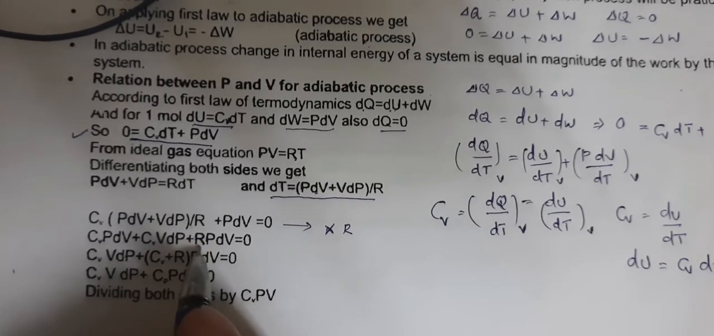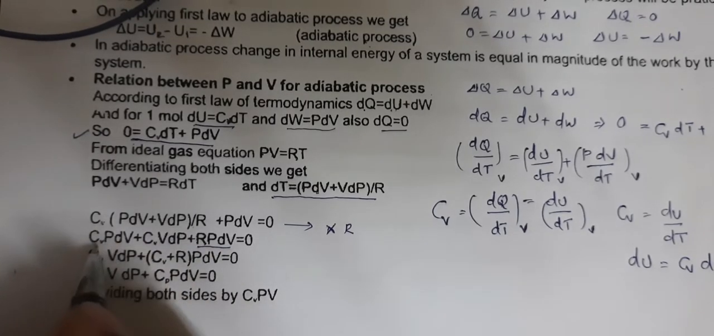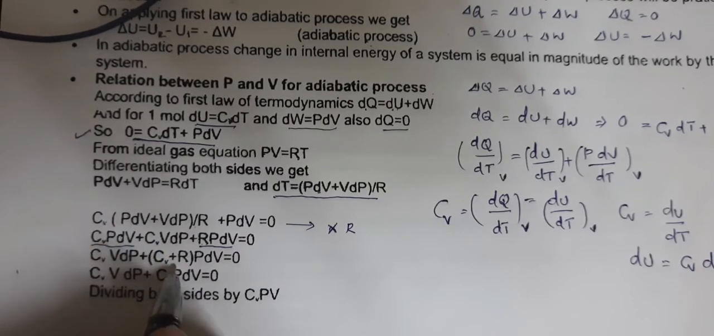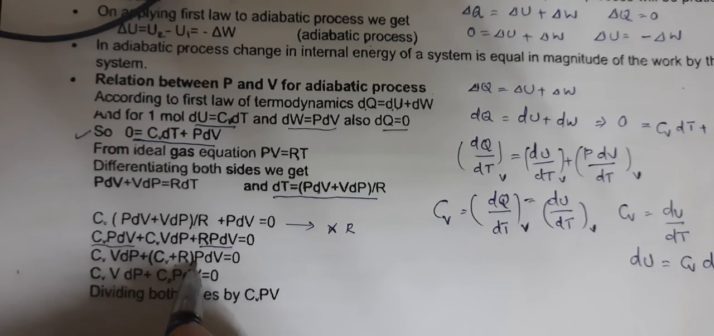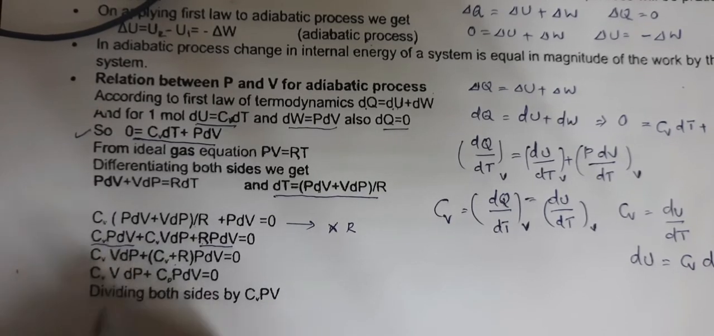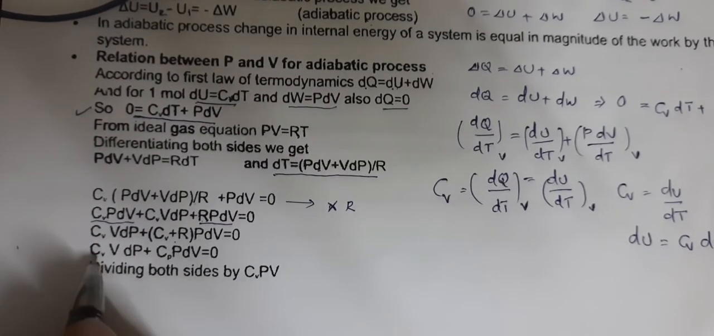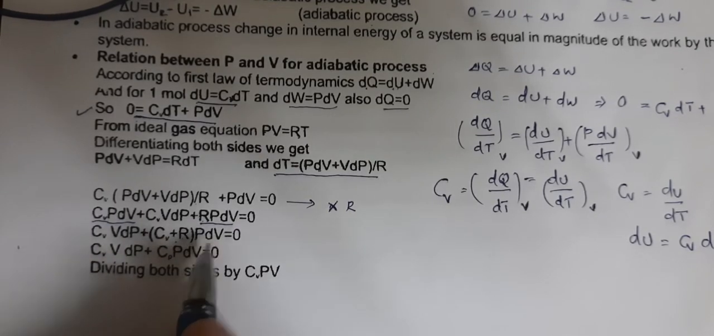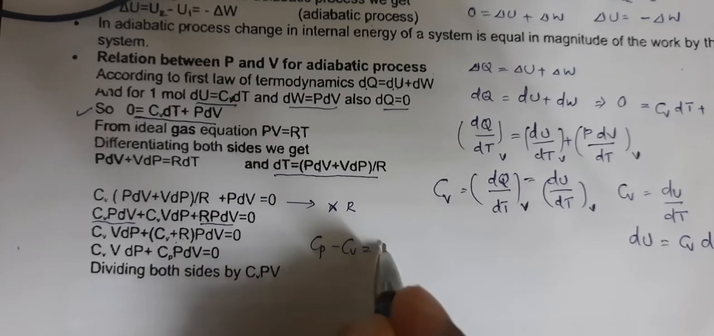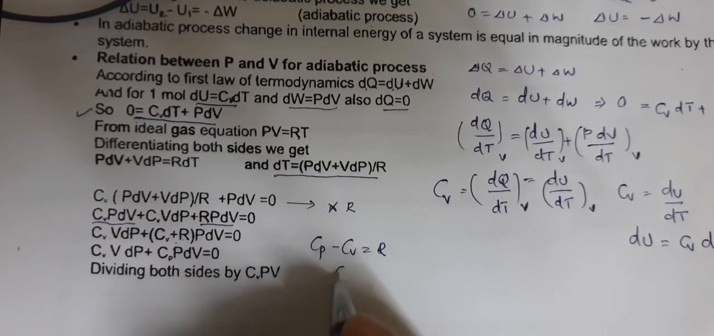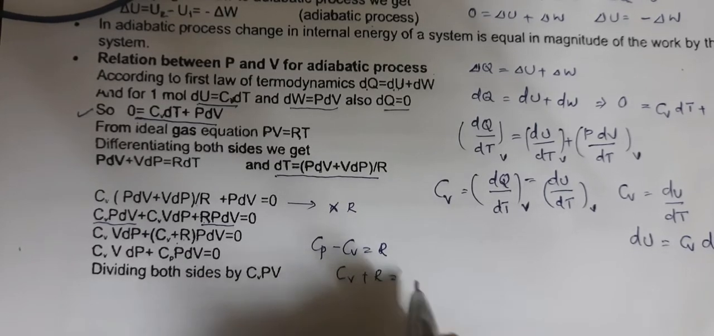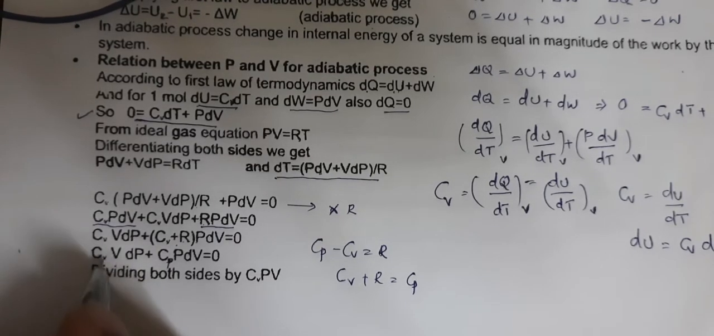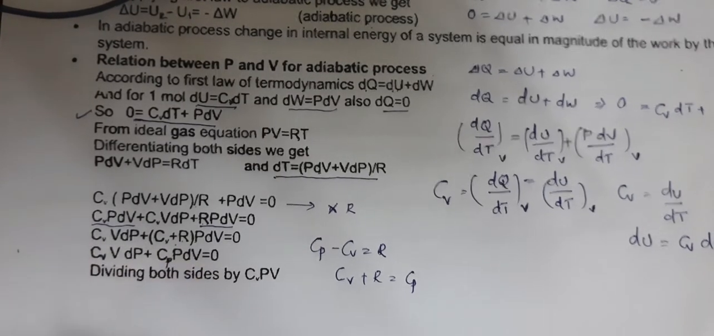Now P dV is in two terms. One is P dV here, and another one is again P dV here. So these two terms we can take together, Cv plus R into P dV, plus this term Cv V dP. Now I get Cv V dP plus (Cv plus R) P dV is equal to 0. But we know Cp minus Cv is equal to R. So Cv plus R is nothing but Cp. So I get Cp here. Cv V dP plus Cp P dV is equal to 0.